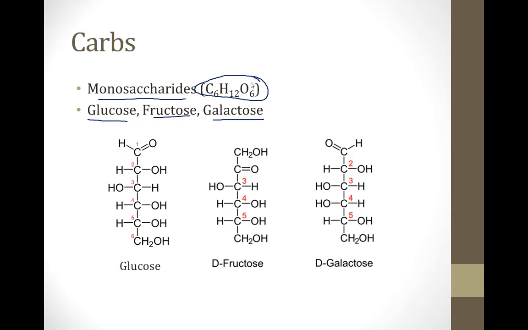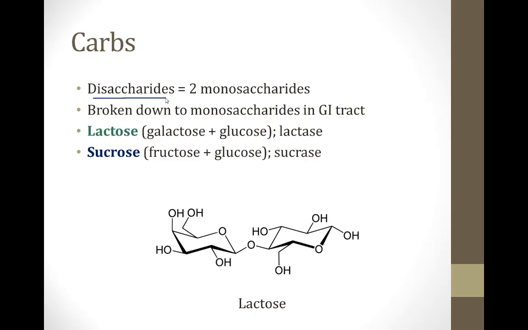What's different from one monosaccharide to the other is the spatial orientation of the molecules around each of the 6 carbons. So glucose, fructose, and galactose are all isomers of one another. They have the same chemical structure but different spatial orientation. Disaccharides are carbohydrates that contain 2 monosaccharides linked together, and disaccharides are broken down into their monosaccharide constituents in the GI tract. It's the monosaccharides that get absorbed into the blood.